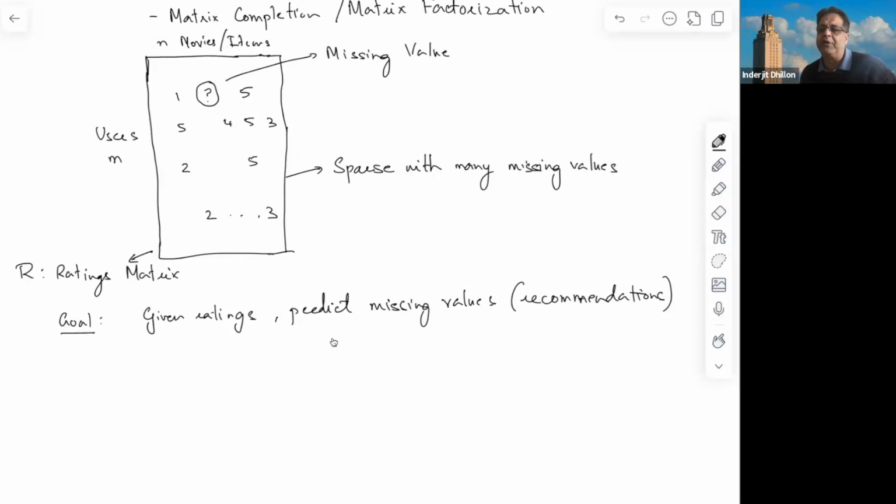Suppose you are only given this particular matrix. Oh, there's something on the chat. Let me show, sorry.